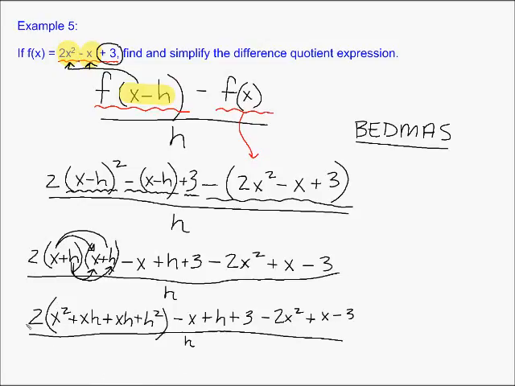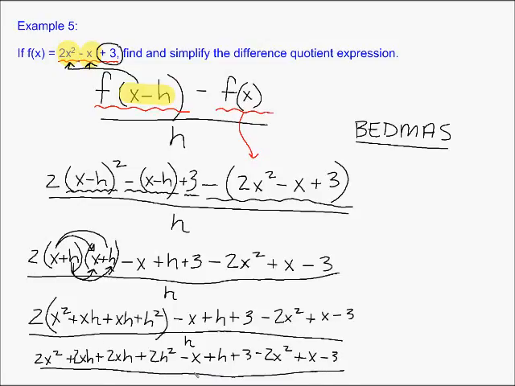And my last bracket to get rid of, I have to multiply everything within the brackets by 2. So I get 2x squared plus 2xh plus 2xh plus 2h squared minus x plus h plus 3 minus 2x squared plus x minus 3 all over h, and I'm running out of room, but that's okay.